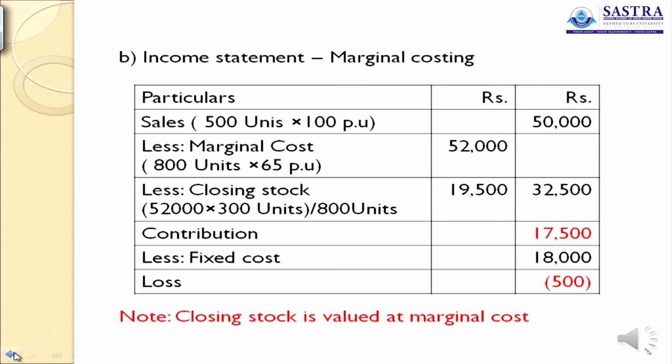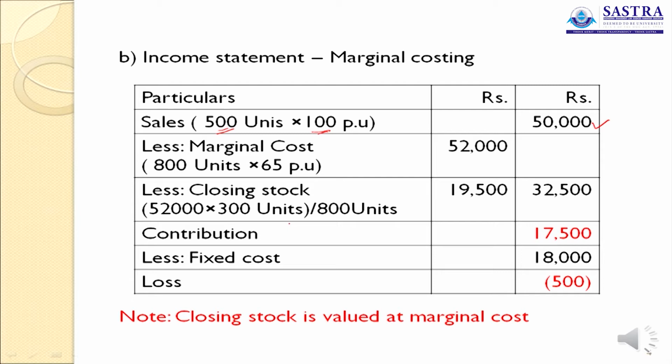Now, preparation of income statement in marginal costing technique. Here also you have to provide three columns: particulars, rupees. So sales 500 units, number of units 500, selling price per unit 100, so 50,000, less marginal cost.